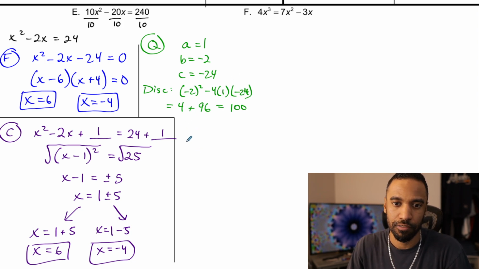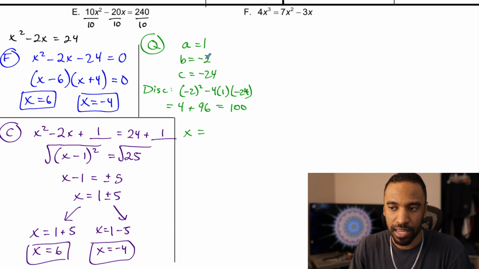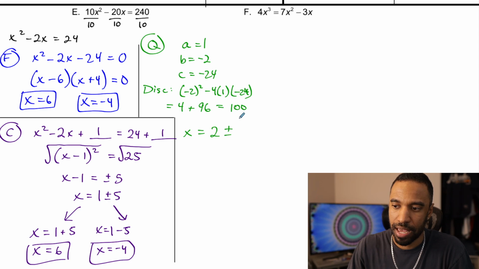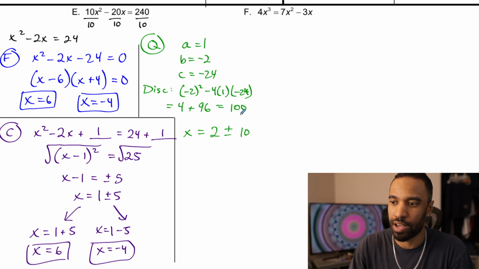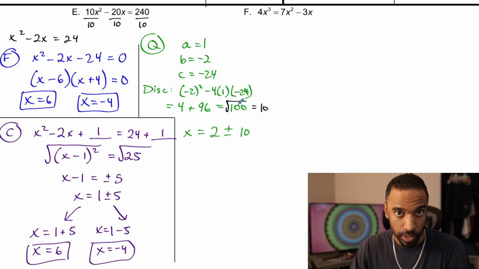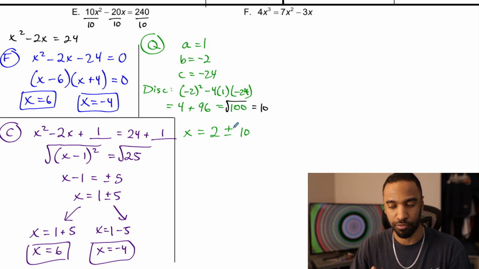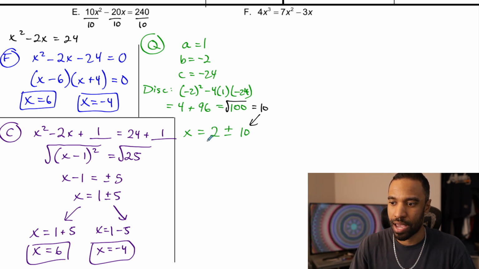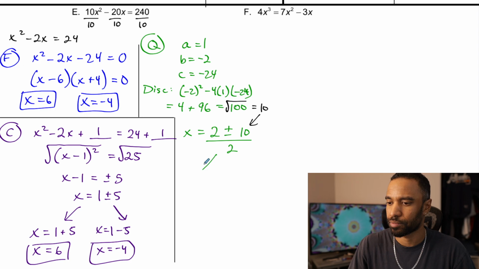Let's see if I can do this in a quicker fashion now that I've done it a couple times. Negative b, the opposite of negative 2, is positive 2. So that's my negative b, plus or minus the square root of b squared minus 4ac. Remember, the square root of 100 is 10. Let me clarify: the discriminant is 100, but I'm taking the square root of it in the formula, and that's where I get the 10. All divided by 2a, and 2 times 1 is 2.